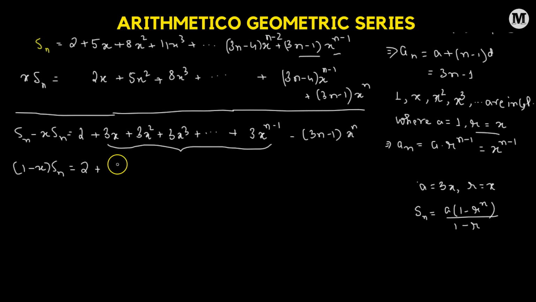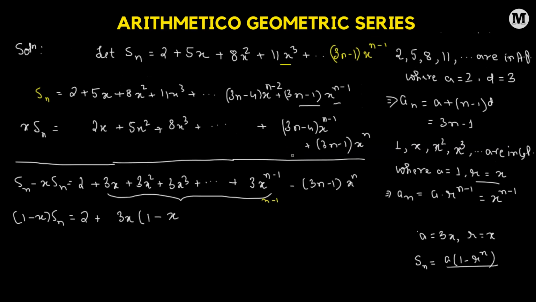So what is a here? a is 3x. 3x is going to get multiplied to 1 minus the common ratio x. Now this has to be raised to the total number of terms in the series. Now how many terms are there? Here actually not n terms, but n minus 1 terms are present. Let's try to understand why there are n minus 1 terms. When we were performing the subtraction, we didn't include the first term of Sn.